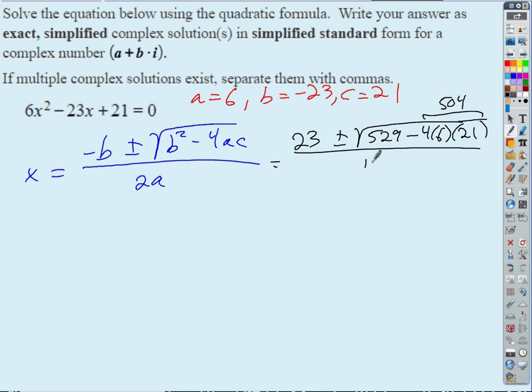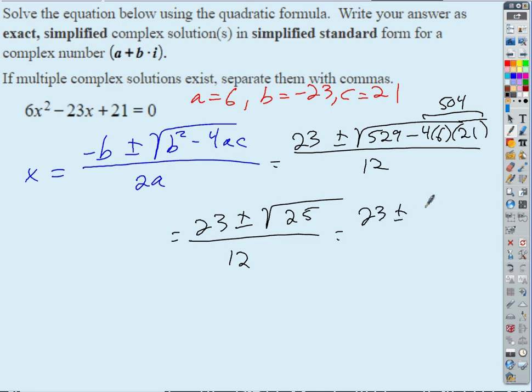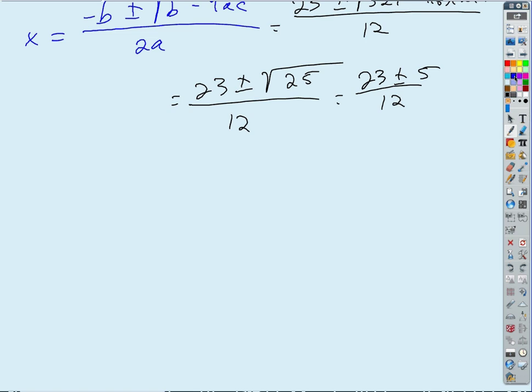What's 2 times a? So then we end up with 23 plus or minus the square root of 529 minus 504, which is 25. What's the square root of 25? 5. So look, we get 2 answers there. If we take the plus, I get x equals 23 plus 5, which is 28 over 12, and I can simplify that fraction.